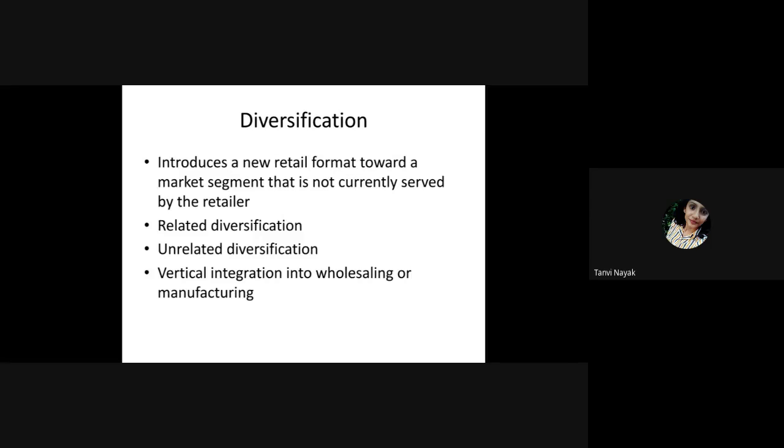Vertical integration talks about purely manufacturing your own brands. Maybe you will have a contract with third parties who will manufacture for you. If you see Big Bazaar, Tasty Treat is a brand of Big Bazaar, but it is not manufactured by Big Bazaar. A third party manufactures it on a contract basis for Big Bazaar, and it is sold by Big Bazaar under its own name, Tasty Treat.